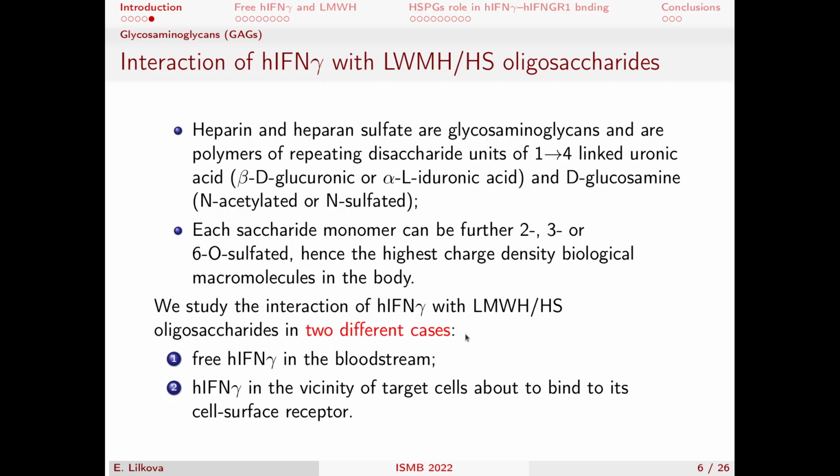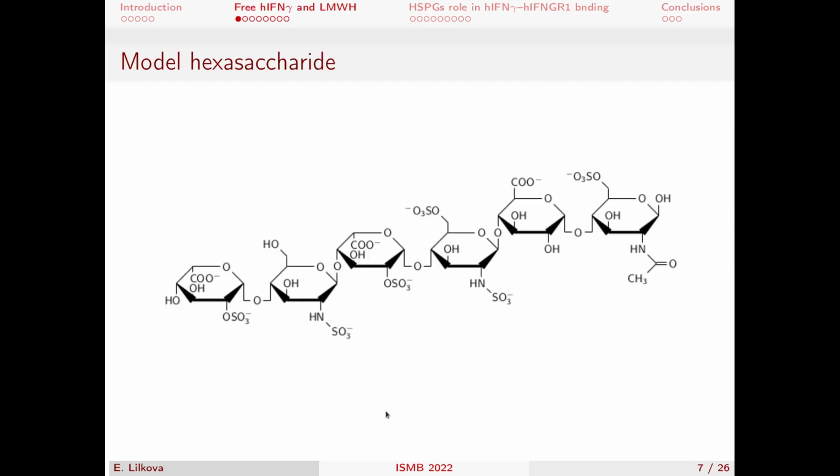Interferon gamma is also known to interact with the glucosaminoglycans heparin and heparan sulfate. These are polymers of uronic acid and glucosamine, which are highly sulfated and thus have a high negative charge density. We studied this interaction in two different cases. The first one is the free human interferon gamma molecule in the bloodstream, and the second one is the homodimer at the cell surface prior to its interaction with its receptor.